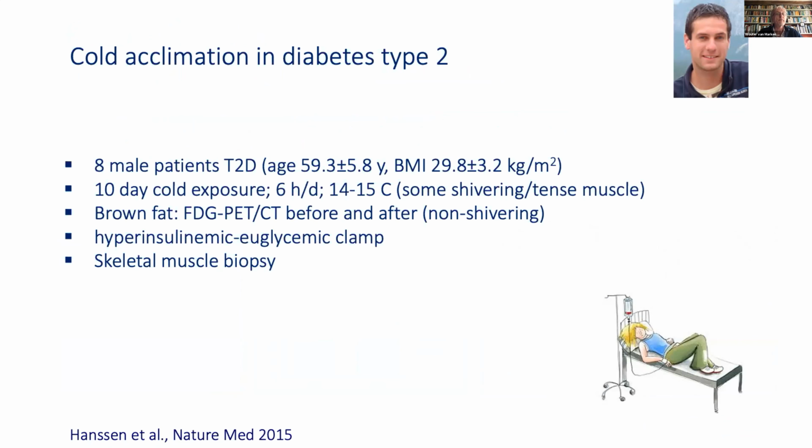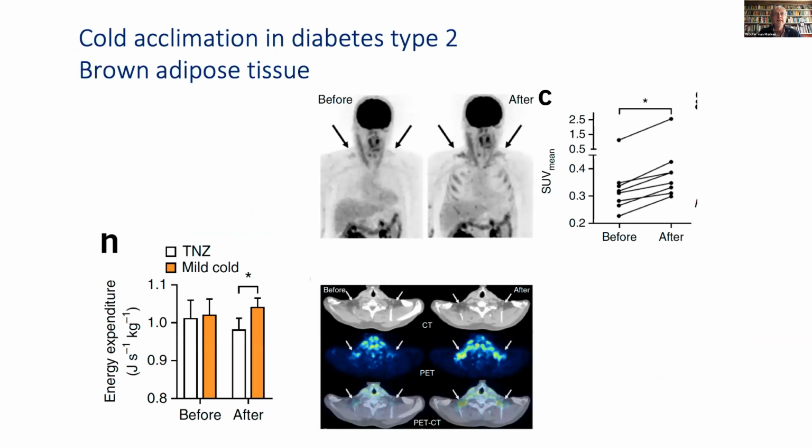Here you see that we did, in fact, the same kind of experiment, 10-day cold acclimation, the same temperature. So it was really a repetition, but now we also included a hyperinsulinemic euglycemic clamp to study insulin sensitivity, and we took muscle biopsies. So here are the results. We see in these groups an increase in energy expenditure in the mild cold after the cold acclimation, after these 10 days.